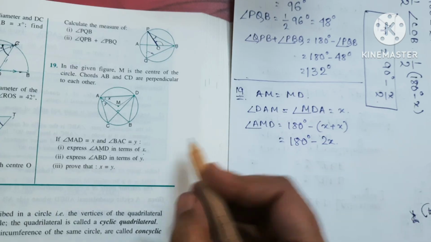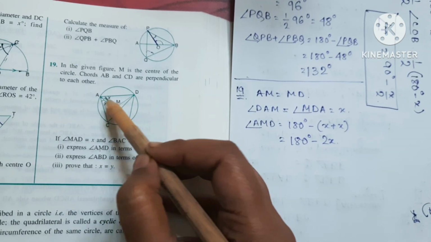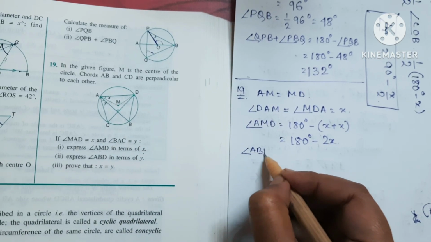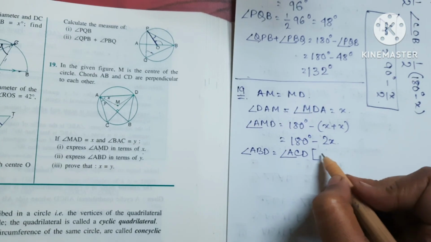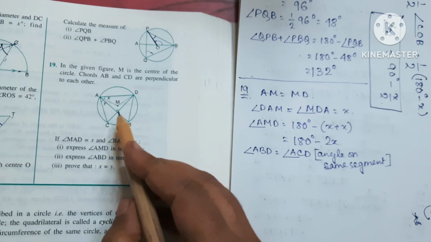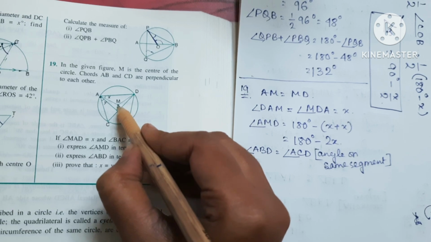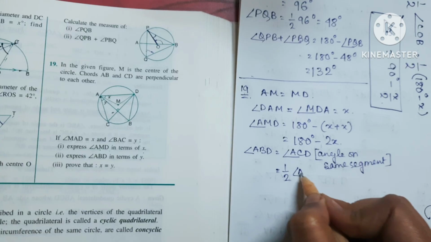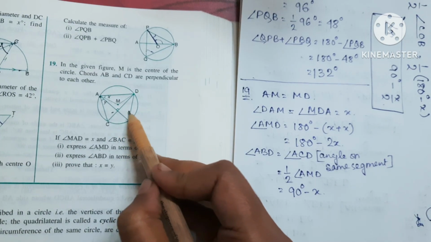Okay. Now see, there are two angles ACD and ABD. They are on same segment, that is AD. So angle ABD is equal to angle ACD. Why? Because they are angles on same segment. And another thing is, AMD is the angle on same segment at center. So these two will be half of AMD. So this is half of angle AMD. So this is 90 degree minus x. Okay. So this one is 90 degree minus x.